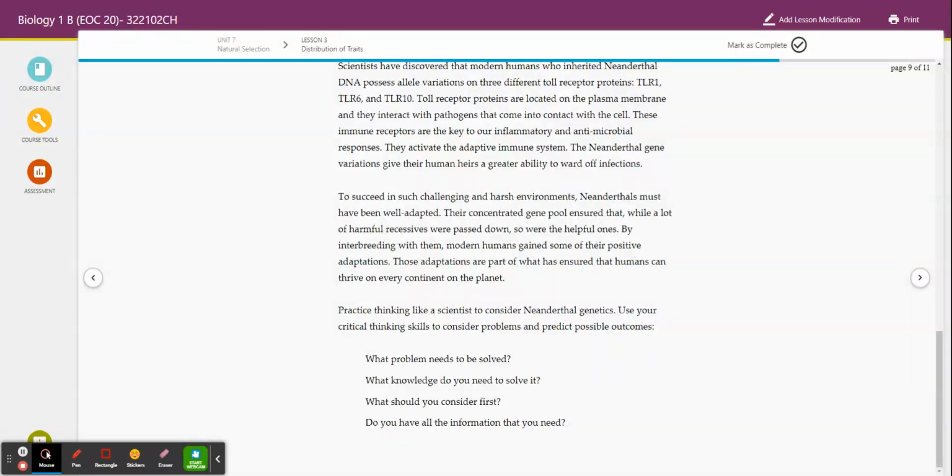Practice thinking like a scientist to consider Neanderthal genetics. Use your critical thinking skills to consider problems and predict possible outcomes. What problems need to be solved? What knowledge do you need to solve it? What should you consider first? Do you have all the information that you need?